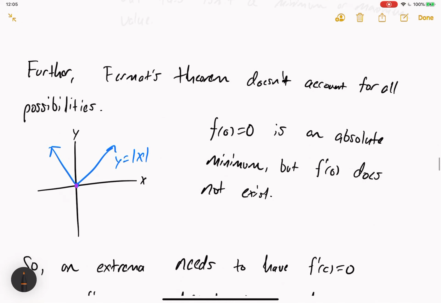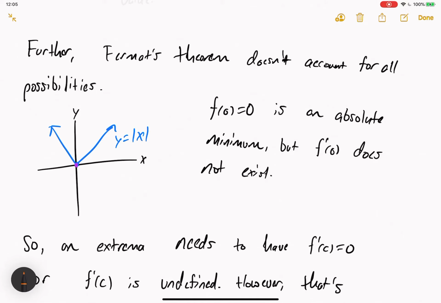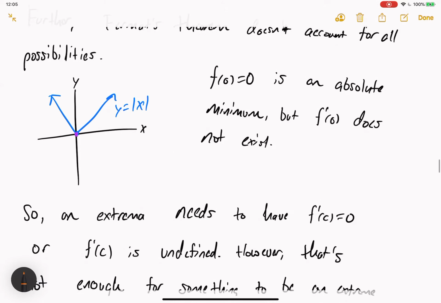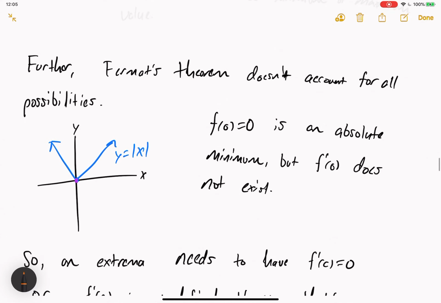So Fermat's theorem doesn't account for all possibilities. If we have this function right here, y is equal to the absolute value of x, then we can see that f of 0 is an absolute minimum, but f prime of 0 does not exist. We've done that before: the absolute value of x is not differentiable at x equals 0 because it's a cusp. Fermat's theorem requires that f prime of 0 actually exists, but in this case it doesn't, and we still have an absolute minimum.